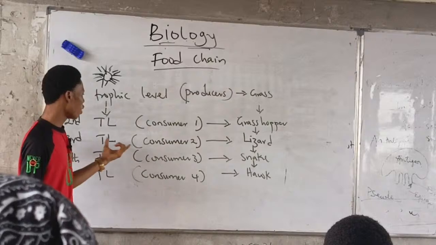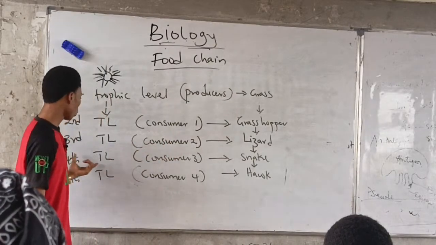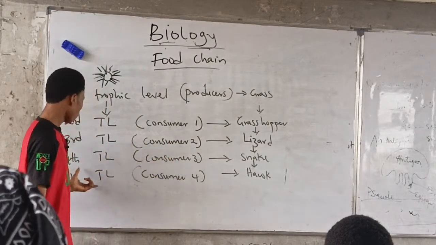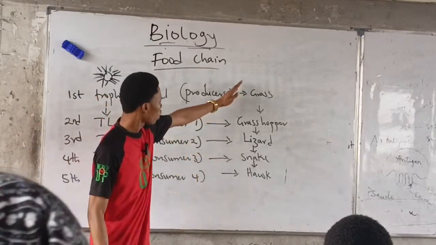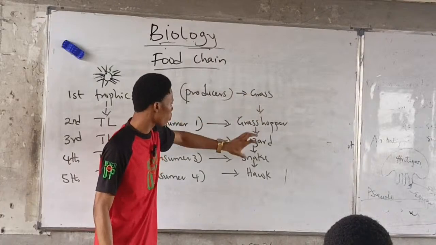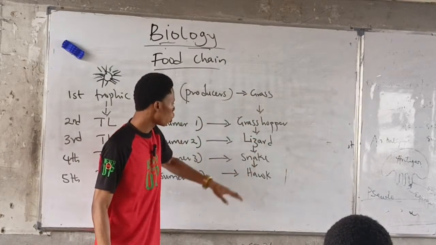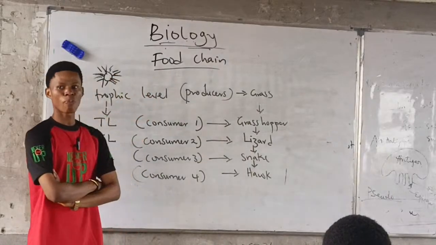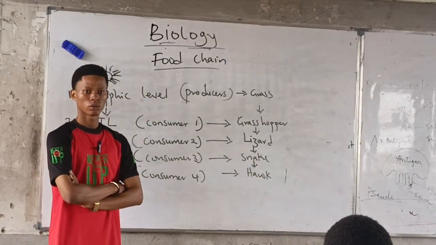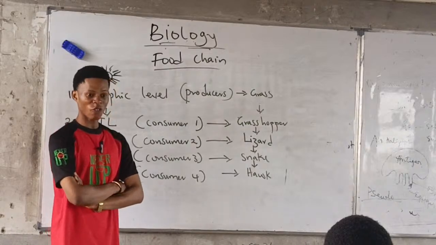The third trophic level, consumer 2, lizard. Fourth trophic level, consumer 3. Fifth trophic level, consumer 4. Now look at how it flows. From grass to grasshopper to lizard to snake to hawk. Now looking at this, snake is occupying what trophic level? The what? Fourth trophic level, right?